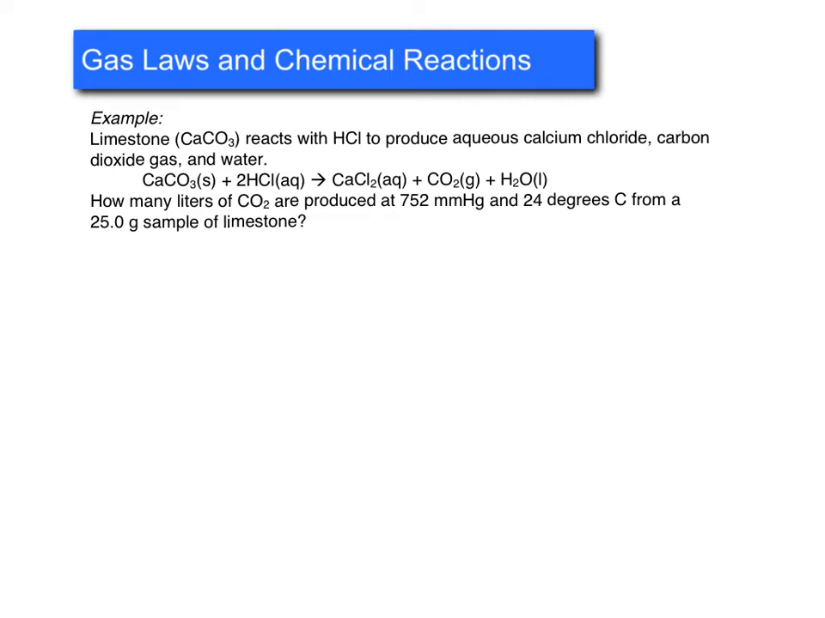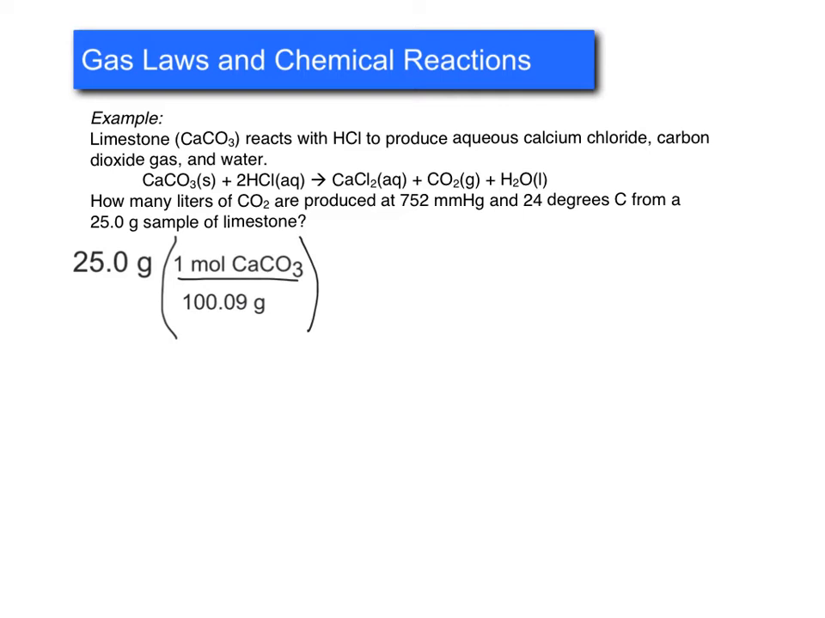The first thing you want to do is figure out what you're given and what you're trying to find. The reactant that we're starting with is limestone, which is calcium carbonate. We have 25 grams of that, and we want to figure out how much CO2 is produced. We know from our previous slide, if we want to go from grams of one thing to moles of another thing, we have to go through moles first. So we're going to go from 25 grams of calcium carbonate to moles of calcium carbonate, and we're going to need the molar mass to do that. That's 100.09 grams, which I got from the periodic table, adding up all the elements.